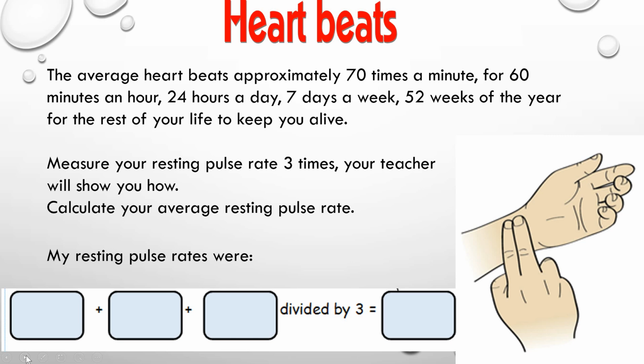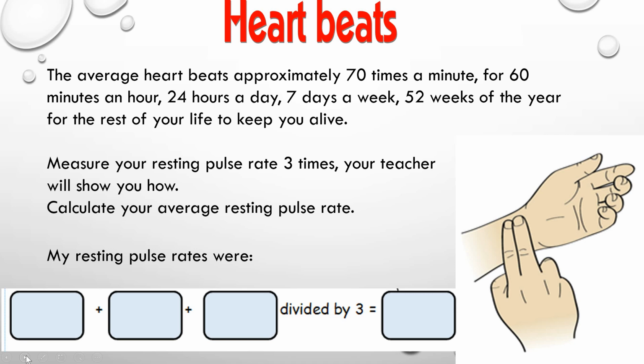You're going to have a go at measuring your resting pulse rate 3 times. Your teacher will show you how, and you're going to calculate your average resting pulse rate. Why do you think we measure our pulse rate 3 times? Why don't we just rely on it just once? So have a little think.